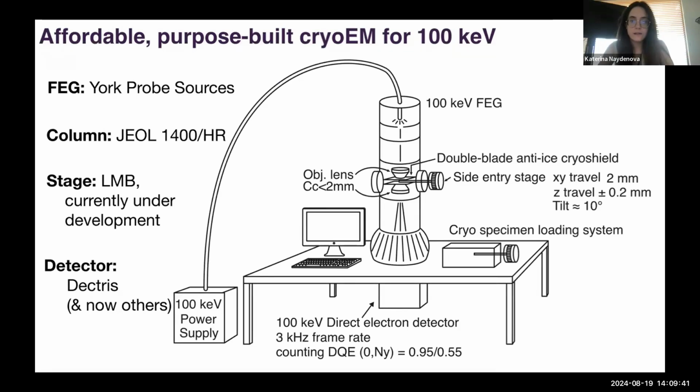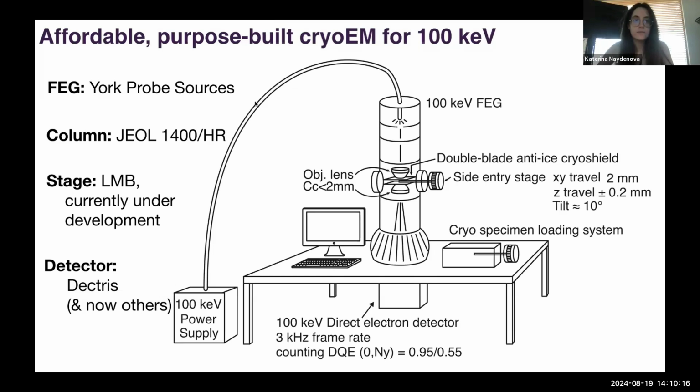And then we searched for how we are actually going to make it and who's going to make the different parts. In the end, what we came up with is a combination of different manufacturers, put together here at the LMB. For example, we developed a new field emission gun that is made by a company in England called York Probe Sources. This field emission gun operates only at up to 100 keV, which simplifies things quite a bit when you don't need to go all the way up to 300 keV.